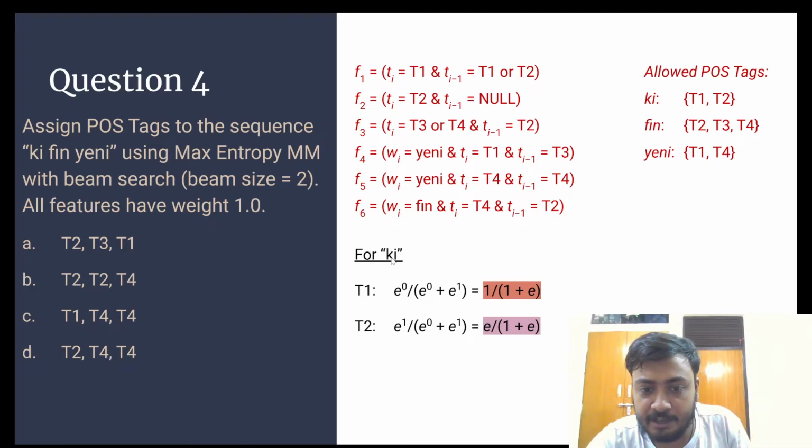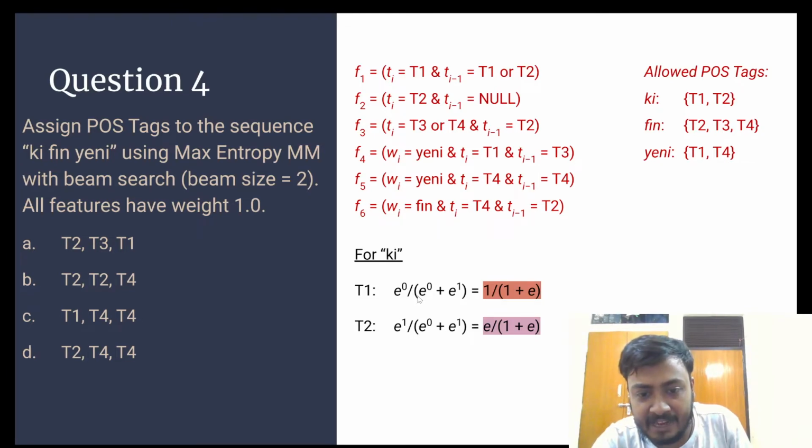Now consider the word key and the tag being t2. How many features are applicable? This one. So the current tag is t2 and the previous tag is null. So this feature is applicable, right? F2. So that is why you have e to the power 1. All the other features are not applicable if you have a look closely. So that means that for t2 there is only one feature applicable, so e to the power 1.